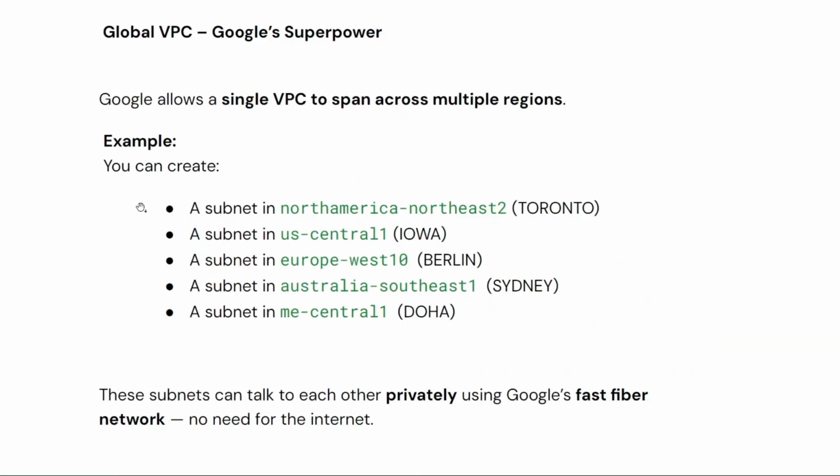This is a very important concept: in Google Cloud we have a global VPC. The concept of global VPC is that inside a global VPC we can have multiple subnets in multiple regions. For example, you can create a subnet in North America in the Toronto region, another subnet in the Iowa region, a third subnet in the Berlin region, a fourth subnet in the Sydney region, and a fifth subnet in the Doha region. So you have flexibility and diversified options.